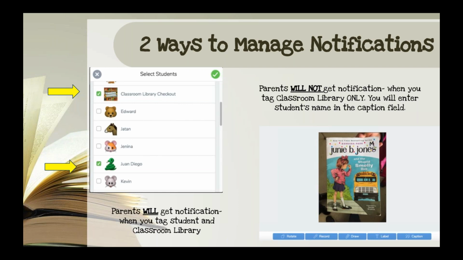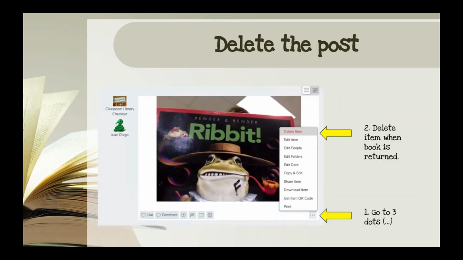out the book. And remember in Seesaw that everything that you enter into the journal is dated. So you will have a date, a title, and a student tied to that book for every time that they're checked out. Then simply you're just going to delete the post when you're ready. So delete the item when the book is returned. You go to the three dots, go to delete item, and you're done. Four simple steps to get your books checked out and brought back.